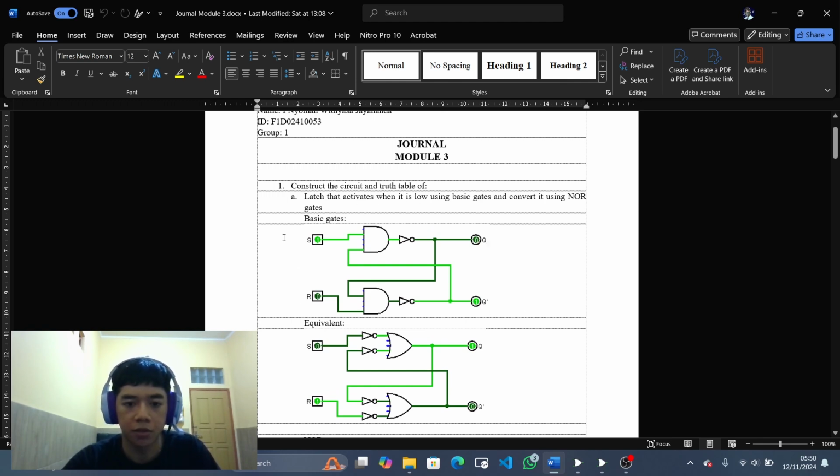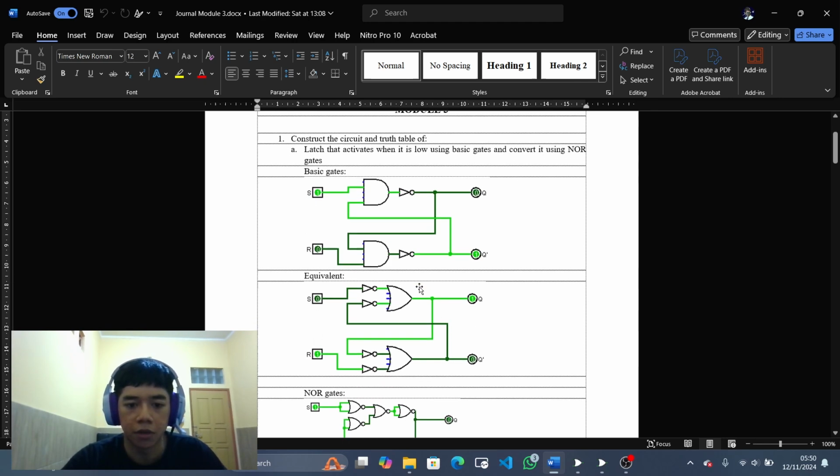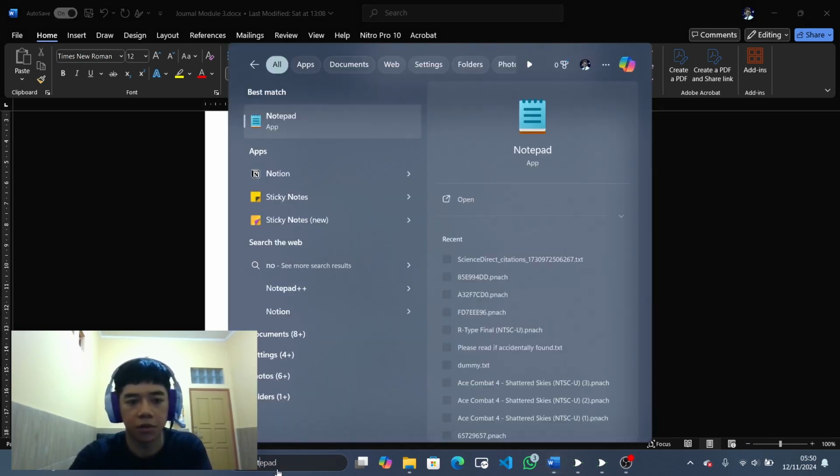As we can see, I've created one using AND and NOT gates. So this is basically the NAND, and I've created the equivalent, which uses two NOTs and an OR gate. Why is it like this? Because of the algebraic laws that you can use to form the same type of equation as the NAND gate. Let me give you an example.